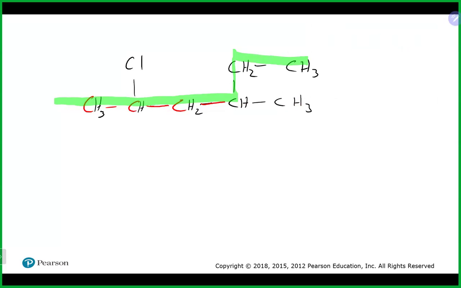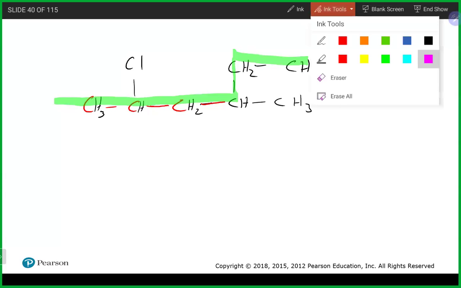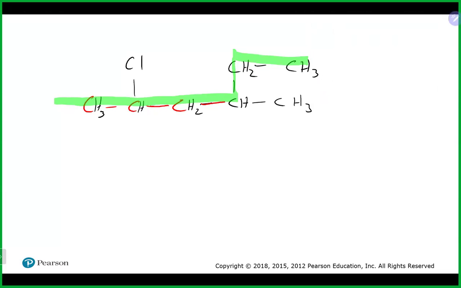So you can put a little box around it, or if you highlighted it like I did, that wouldn't be too bad. So by figuring out our longest carbon chain, which is 6 in this case, they're all single bonded, which means 6 carbons. The base of this name should be hexane, right? Because that's what our 6 carbon alkane is.